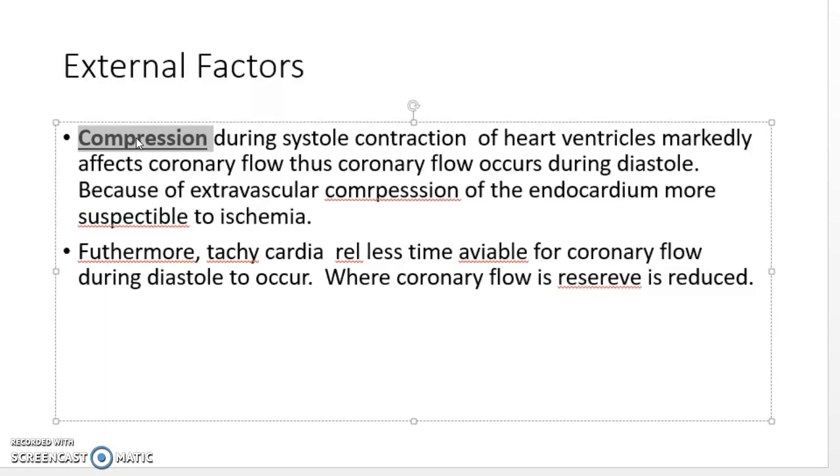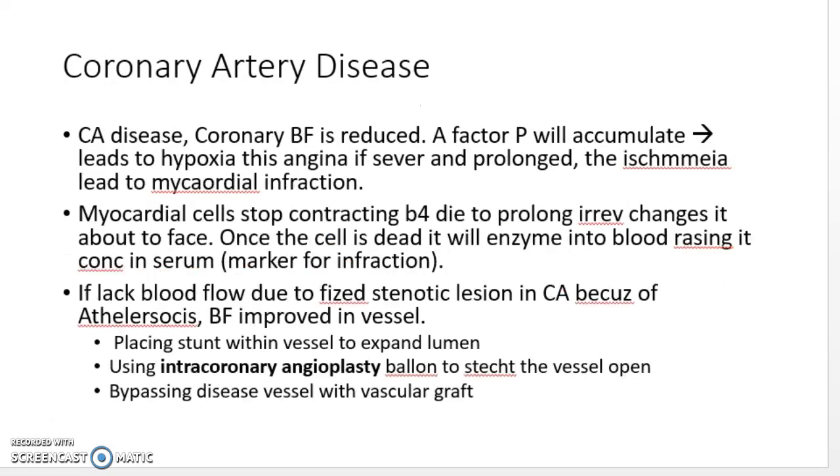With this further amount of tachycardia, there's even less available time for coronary flow to occur during diastole, where coronary flow is reserved and reduced. This is particularly significant in patients with coronary heart disease, where coronary reserve is significantly reduced. What is coronary artery disease?